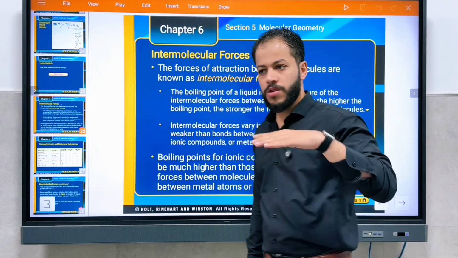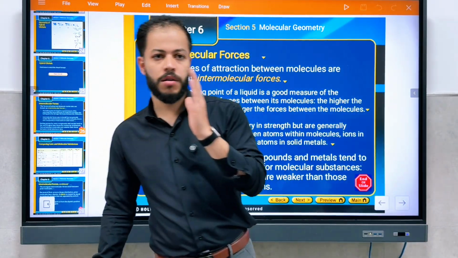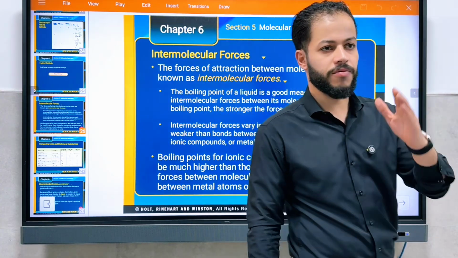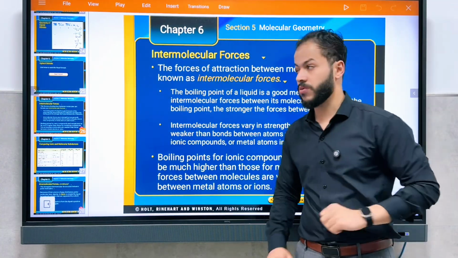In this section, I will start to explain every single intermolecular force, and we give some examples of it, and then we get back to the slide.